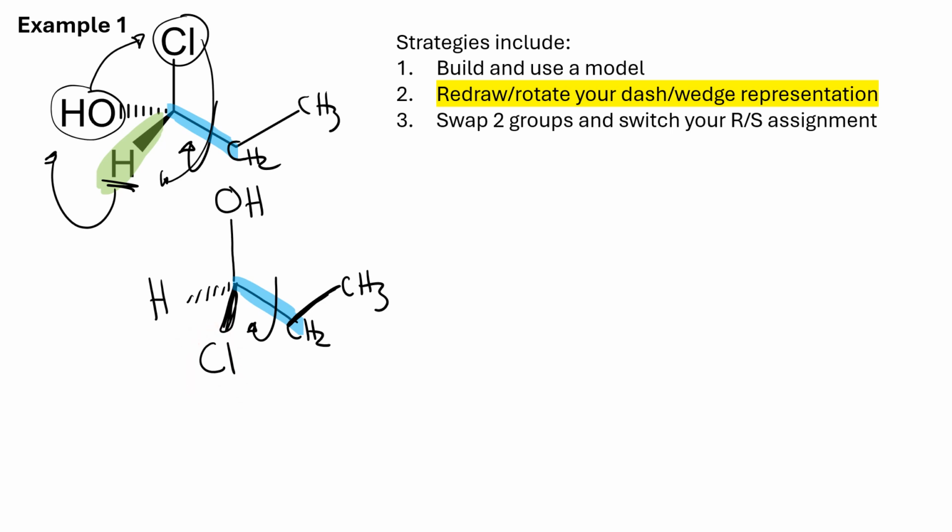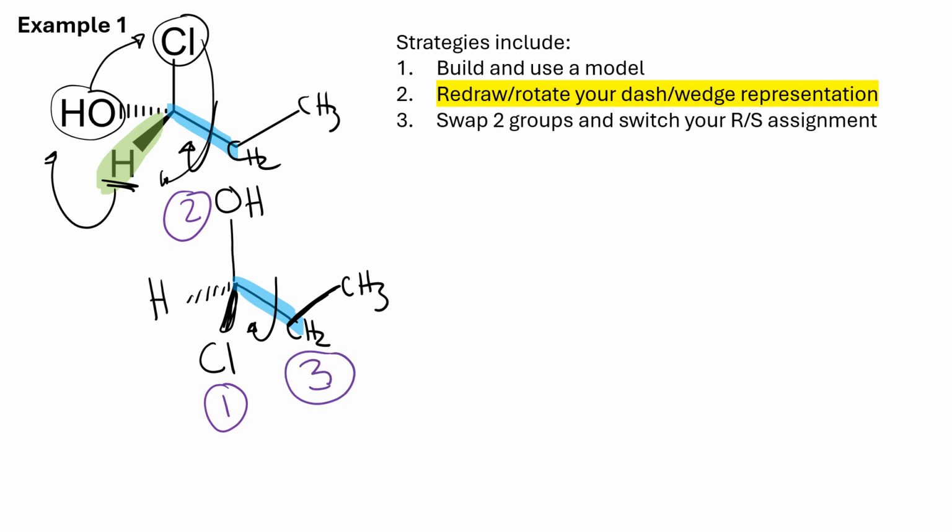So I haven't popped anything off. I have only rotated my molecule around a single bond. But this is really convenient because now my hydrogen is going back. And so I can take that information and assign priority. Chlorine's priority 1, oxygen's priority 2, CH2, CH3 is priority 3.